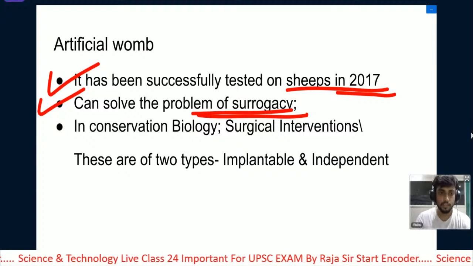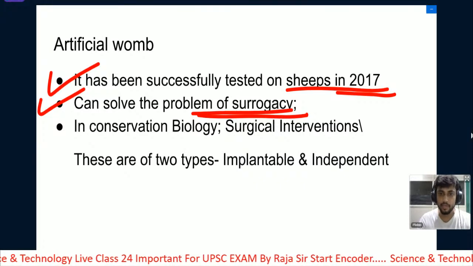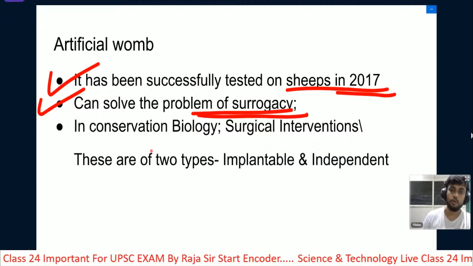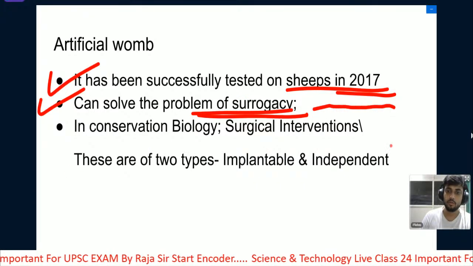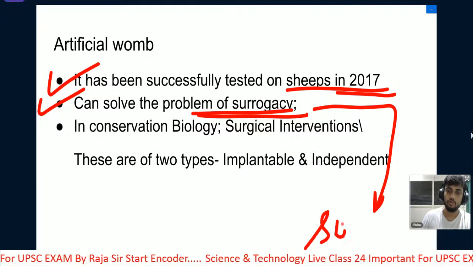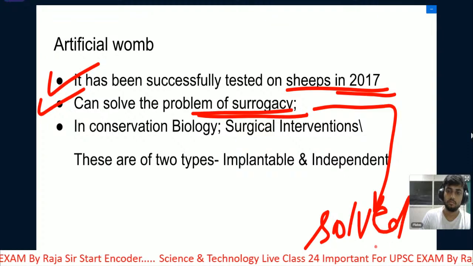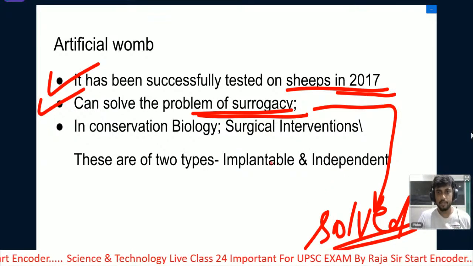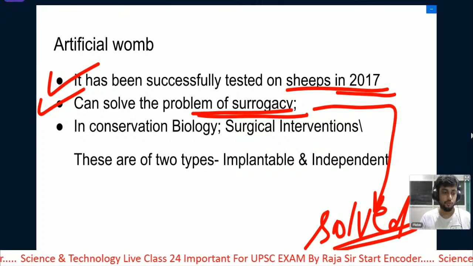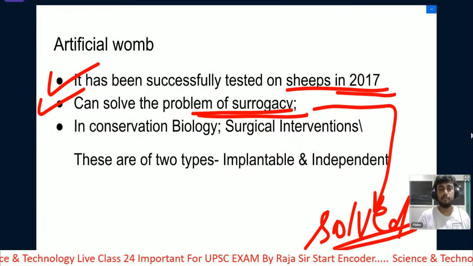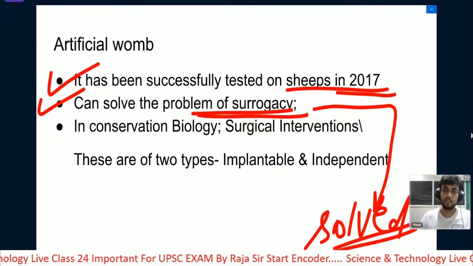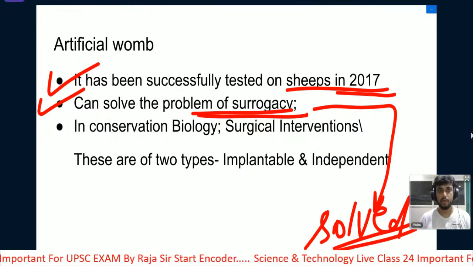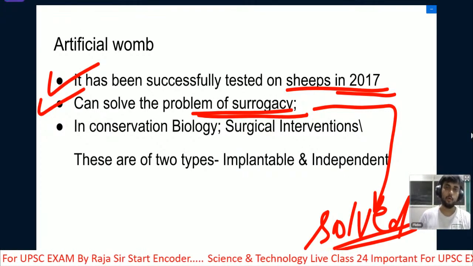So this artificial womb is still in the developmental phase, and if we can develop the artificial womb, the problems related to surrogacy will be solved. There are certain problems related to surrogacy because we have to search for a willing female person who is willing to grow the child inside her body.